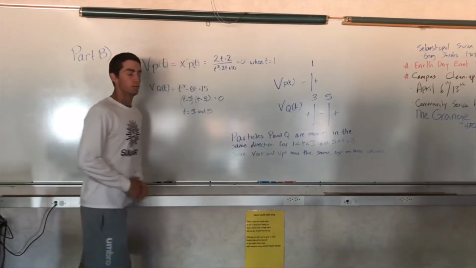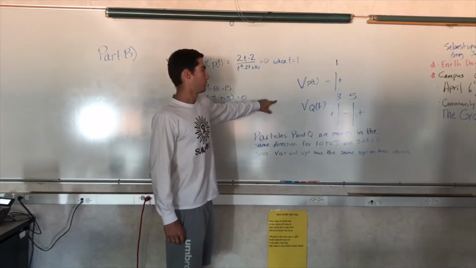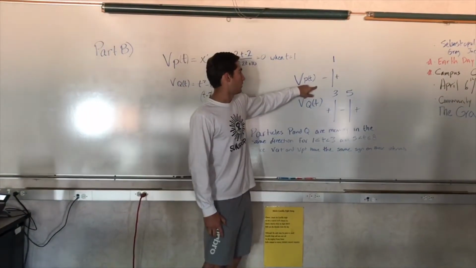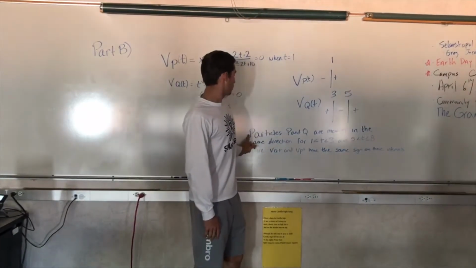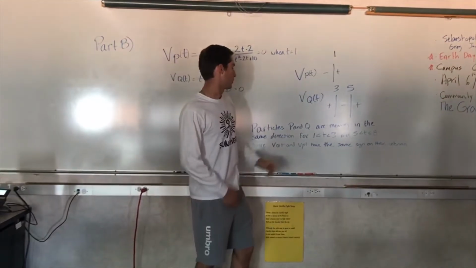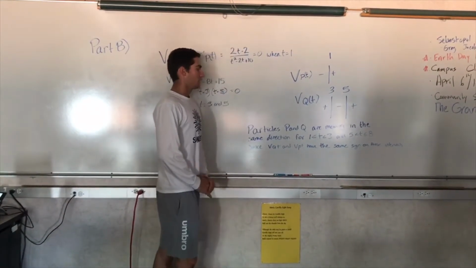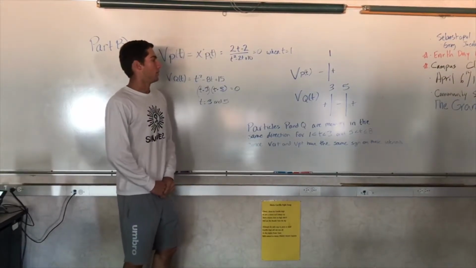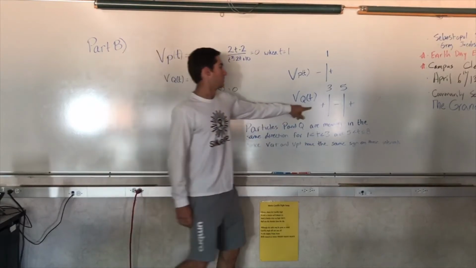And we're asked to find when they're moving in the same direction. So particles P and Q are moving in the same direction for 1 is less than t is less than 3, and 5 is less than t is less than or equal to 8, because it is bounded from 0 to 8, and they have the same sign on these intervals right here.